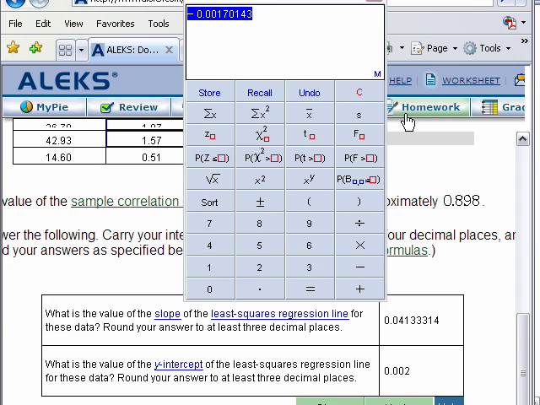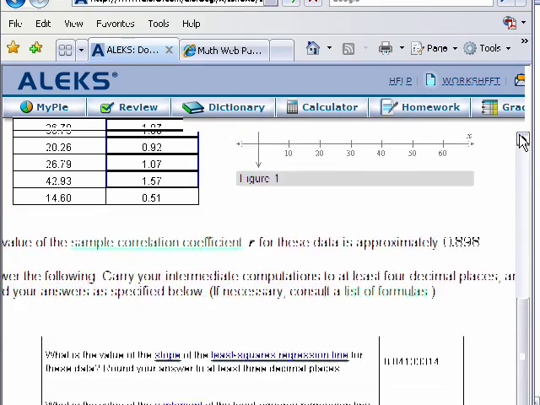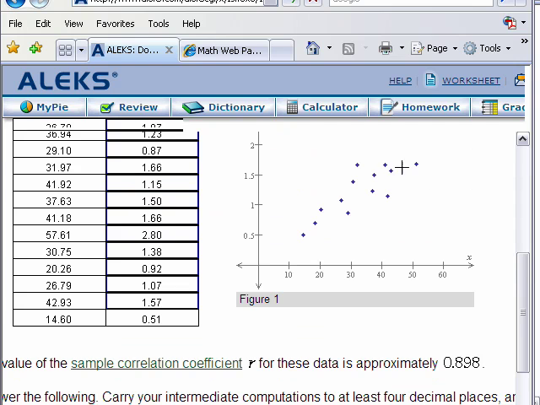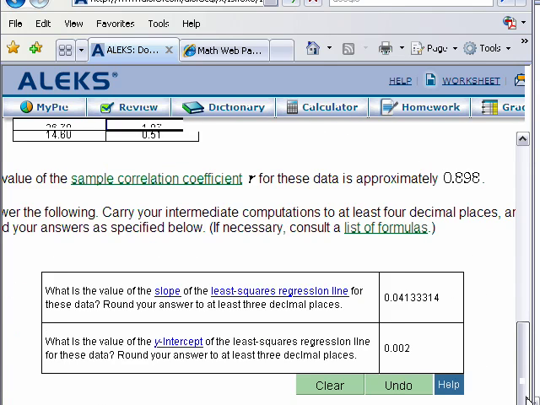So let's look at the line to see if that looks correct. When we look at a line that we think best fits those dots, is it going to be just a little bit below the x-axis at negative 0.002? It looks like that might be just about right. So we'll find out in just a minute, won't we?